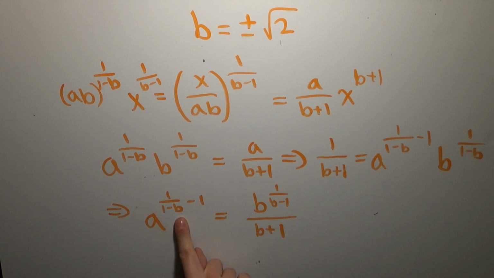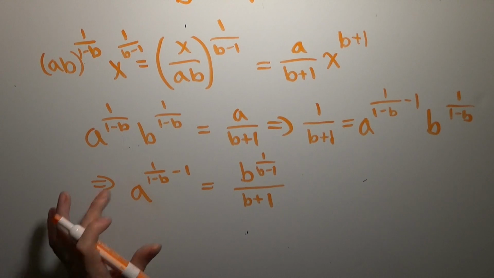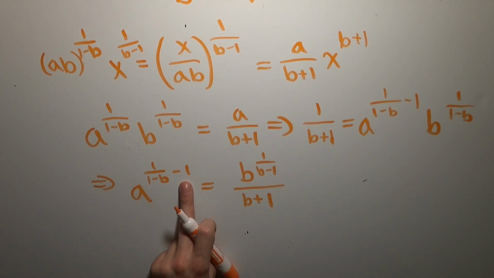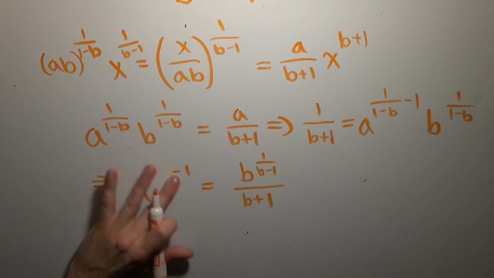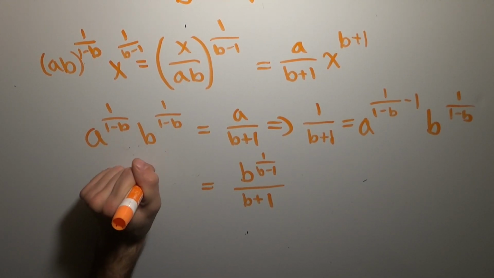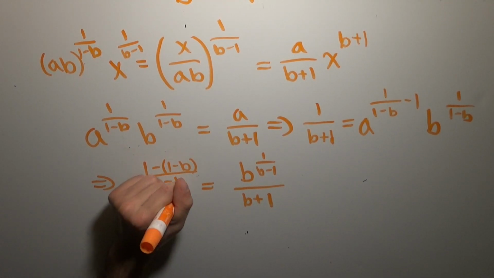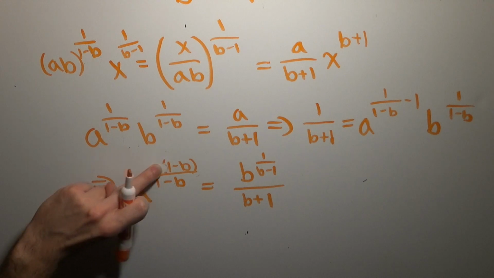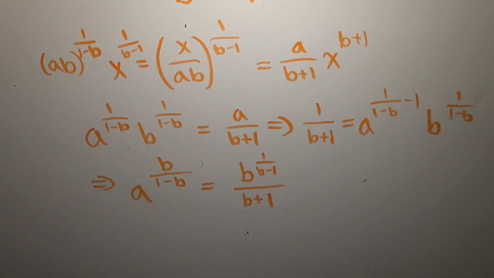Now I want to simplify this power, because there's no reason to leave it as this difference of two different terms. What I'm going to do is rewrite 1 as 1 minus b over 1 minus b, and then I'll be able to combine them together. And so we're going to end up with 1 minus b minus 1 divided by 1 minus b as the power. And so that just becomes b over 1 minus b. Cool with that so far, I hope.